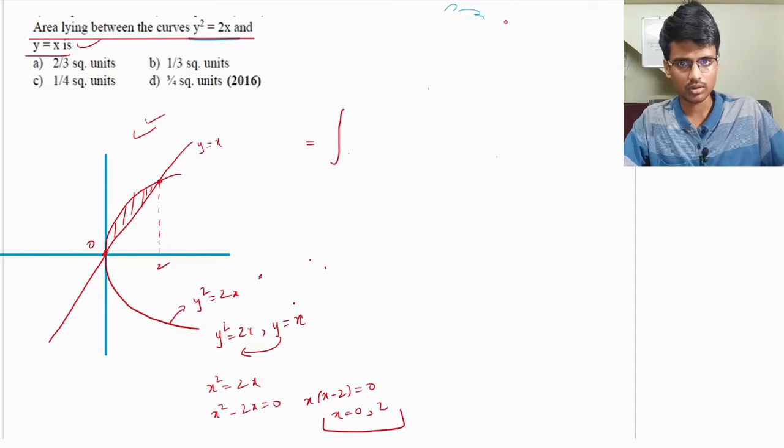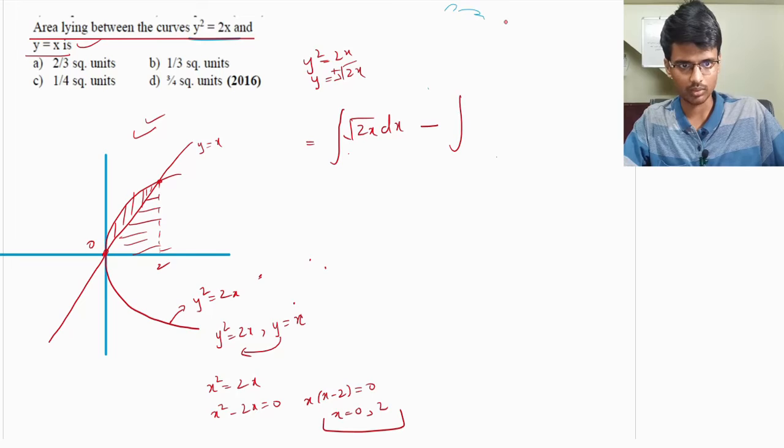So what is my parabola? That is y square equal to 2x. But what is my y? y is nothing but root 2x, plus or minus root 2x, but we'll be taking plus root 2x. Plus root 2x dx minus this region. This region I have to subtract, right? So it is nothing but x dx. My limits are nothing but 0 to 2.